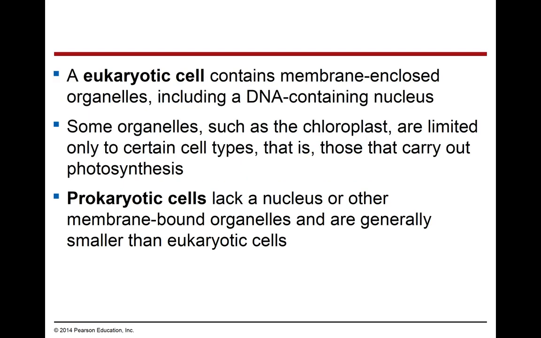Okay, so a eukaryotic cell. Eukaryotic. You have eukaryotic cells. It literally has "you" in this pronunciation, okay? A eukaryotic cell contains membrane-enclosed or membrane-bound organelles. This means that these organelles have a membrane around the outside of them, including our DNA-containing nucleus. Now, a nucleus is a characteristic of a eukaryotic cell. So all eukaryotic cells have a nucleus that contains DNA. That is a defining characteristic of a eukaryotic cell.